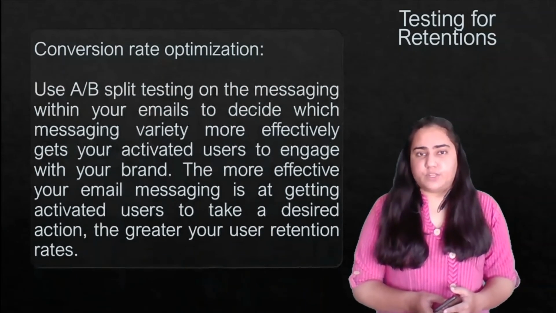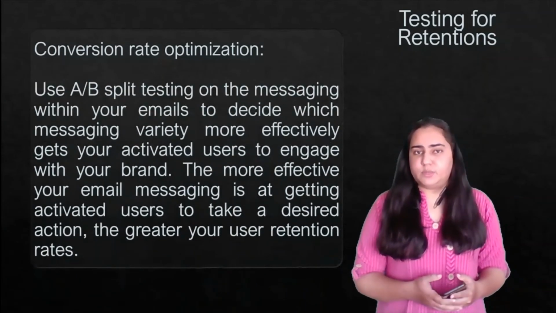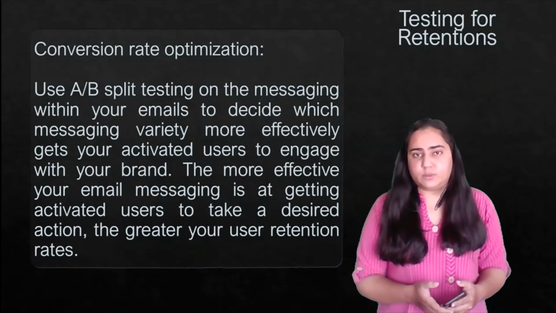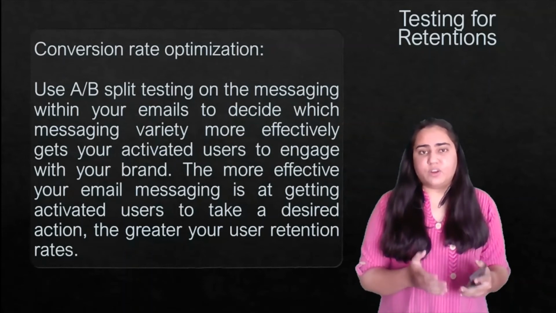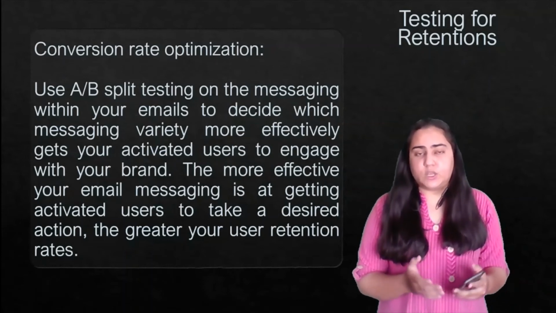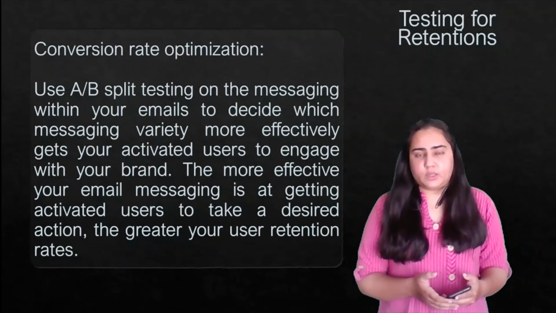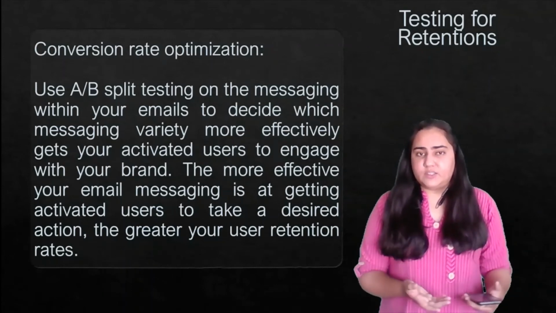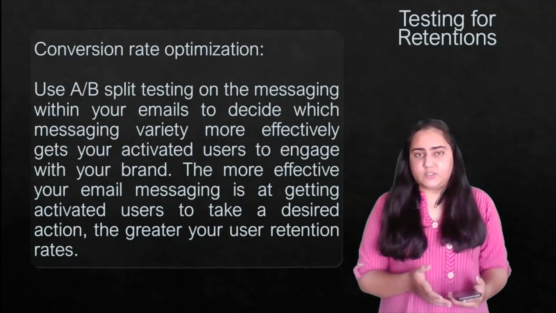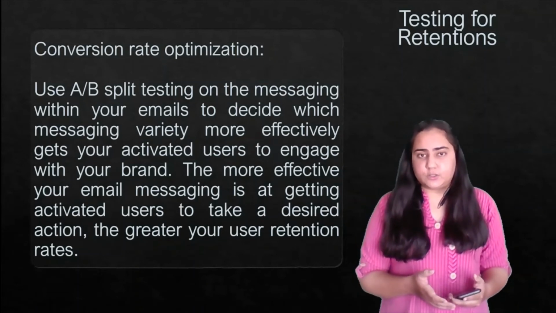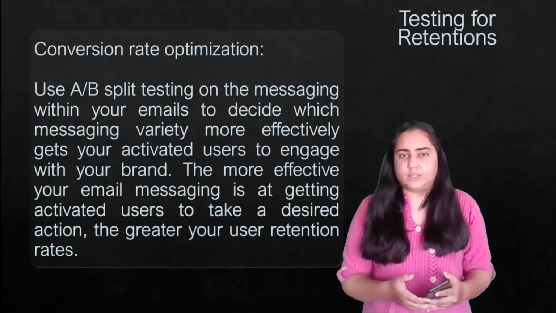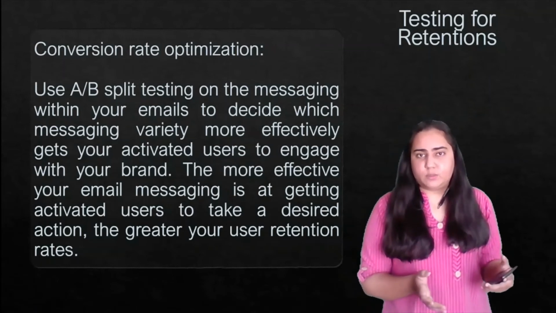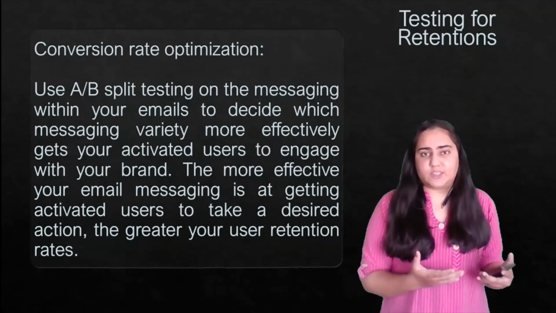Next, we have conversion rate optimization. Use A/B split testing on the messaging within your emails to decide which messaging variety more effectively gets your activated users to engage with your brand. And the more effective your email messaging is at getting activated users to take a desired action, the greater your user retention rates. So this is conversion rate optimization, and this is testing not just the headline of the email, but the type of message that the email is giving.